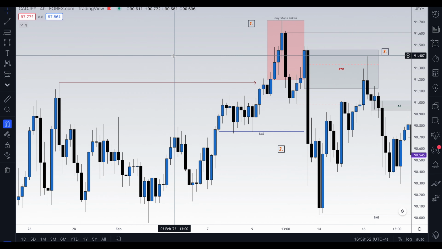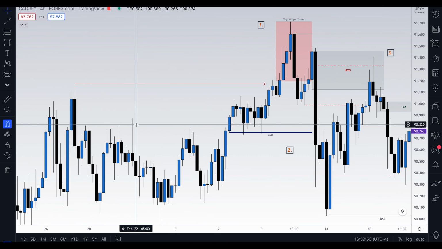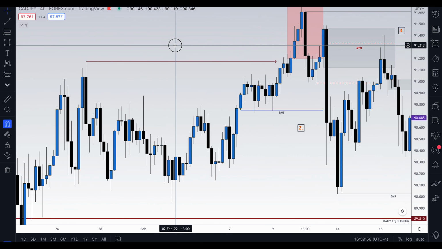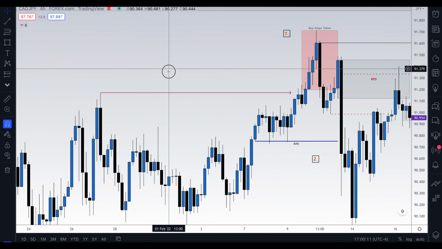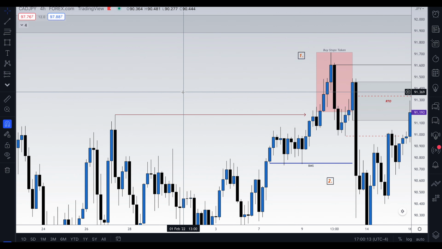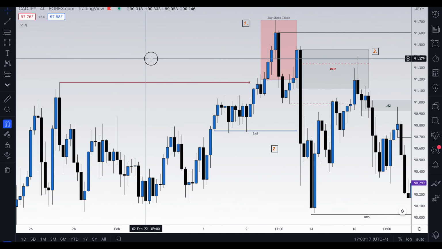First things first, I already have my bias. I know that the CAD is weak. The Japanese yen is pretty strong. So I've done all of my back end analysis and work. So I have a good hunch that we will be shorting the market at this particular time.